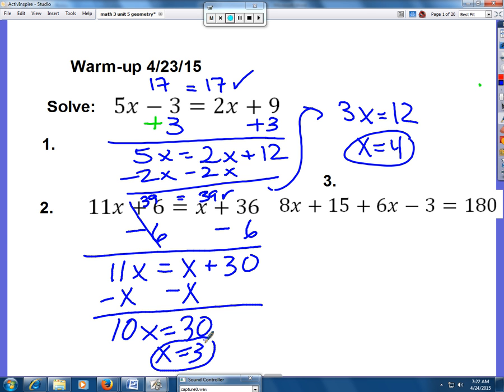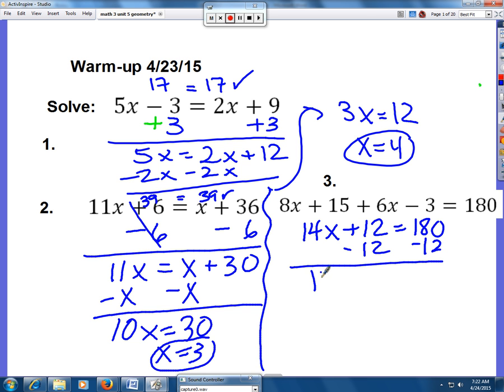And the last one, before we do that one, we have to combine all the like terms on the left-hand side. So we have 8x plus 6x, which is 14x, and then 15 minus 3, which is positive 12. Set that equal to 180. Subtract 12 from both sides. I have 14x equals 168. When we divide by 14, x would equal 12.